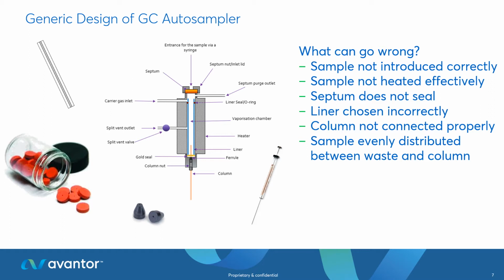At the bottom, we can see the column. If that's not fitted correctly, or the column hasn't been inserted high enough up into the vaporization chamber, then again that may cause some issues. It's important that the sample is evenly distributed between the waste and the column, and that we don't get any boiling point discrimination occurring. There are ways in which we could do that, which we'll talk about later on in the presentation.